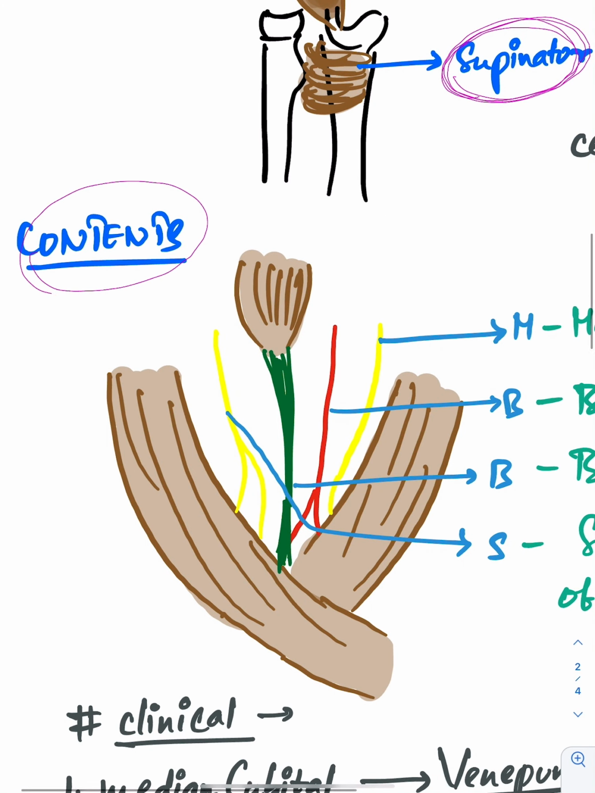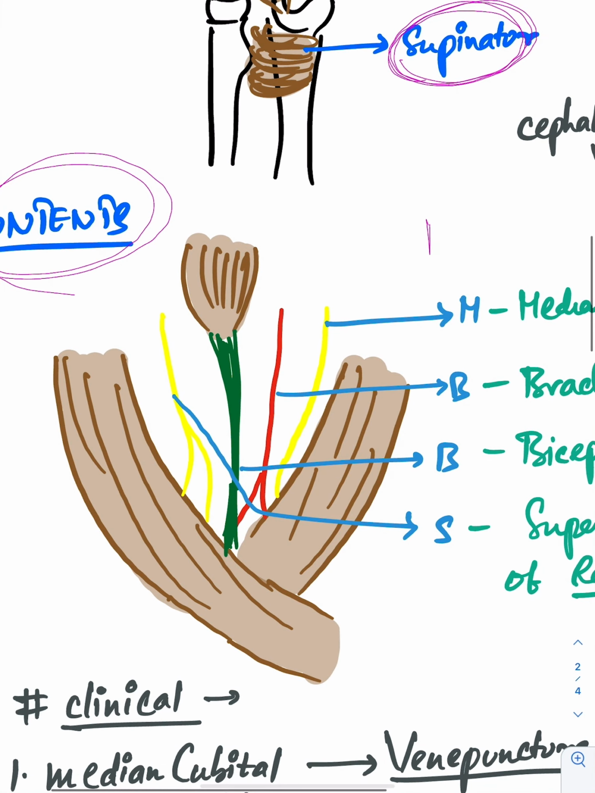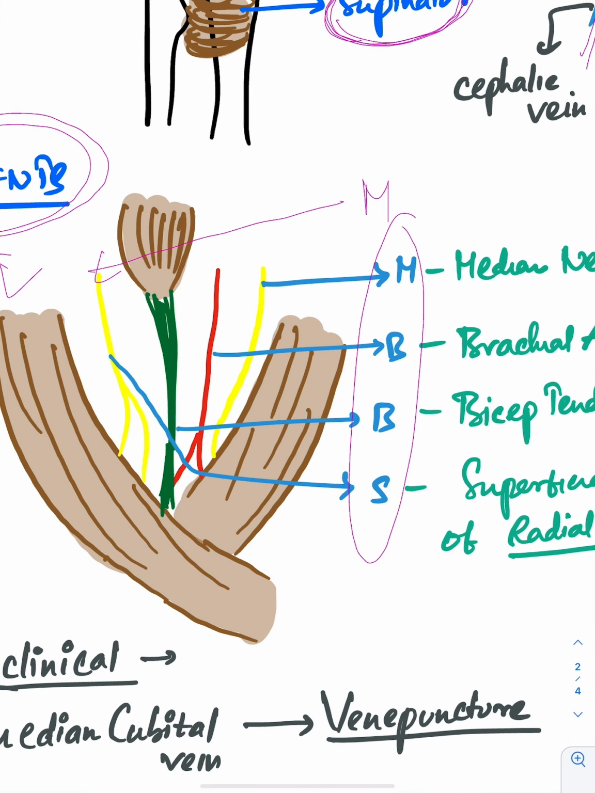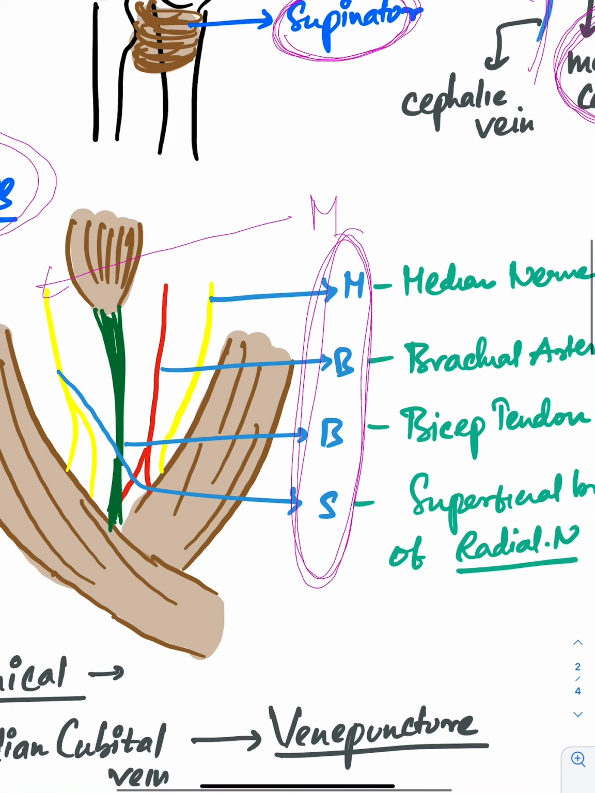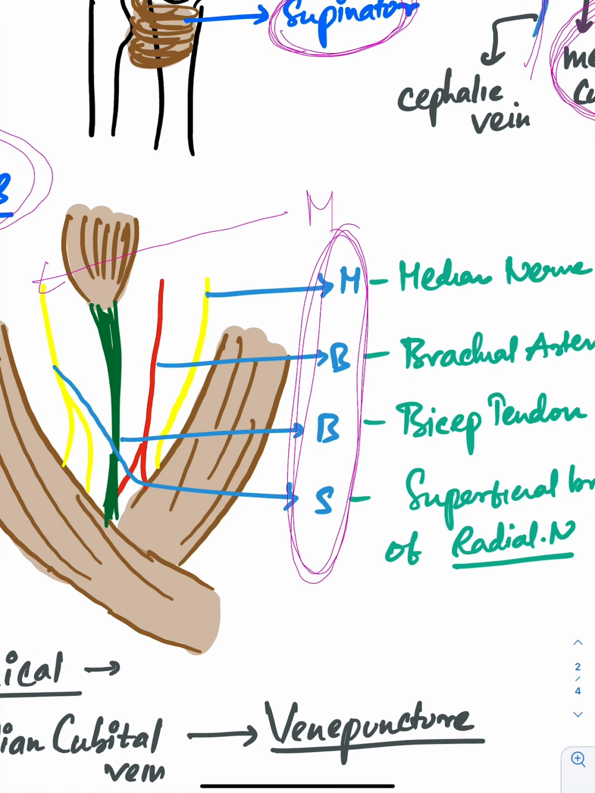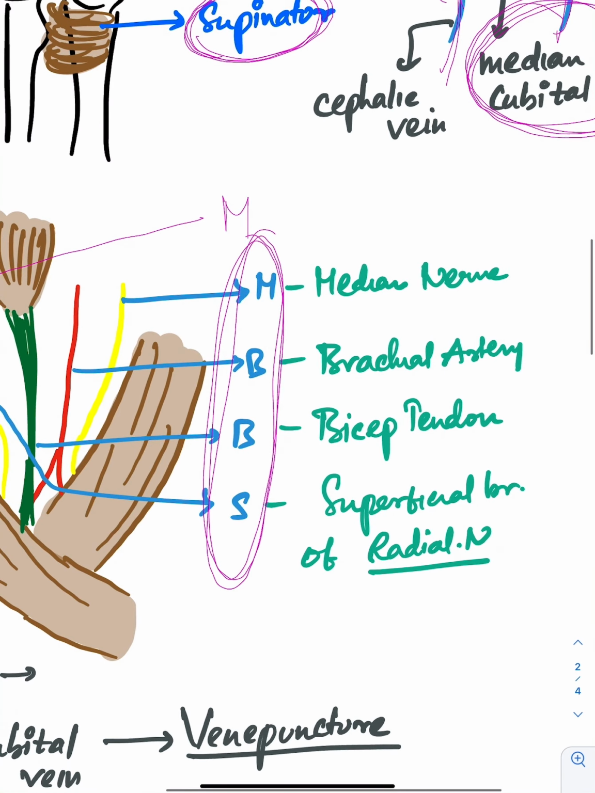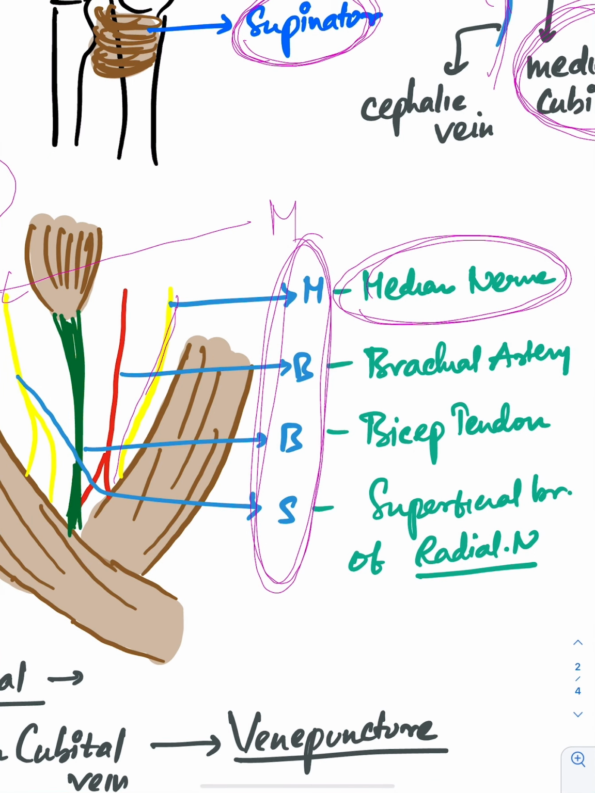Now let us talk about the contents. From medial to lateral, we'll be talking about the structures in the order of MBBS. This is a mnemonic which most people use to remember the structures from medial to lateral. The first M refers to the median nerve. See here, this is the median nerve. This will exit the cubital fossa by passing between the two heads of the pronator teres. So pronator teres will be having two heads, and this median nerve will be leaving this cubital fossa by passing between these two heads of pronator teres.